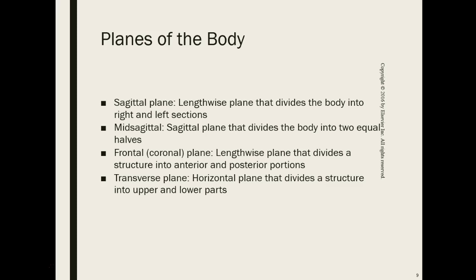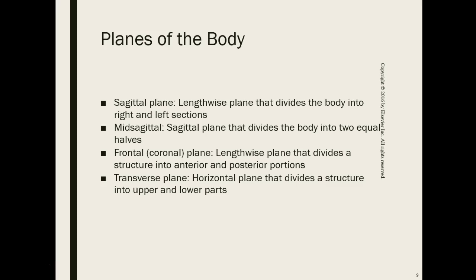A frontal plane is the lengthwise plane that divides a structure into anterior and posterior portions. So front and back. So this is going to be from shoulder to shoulder, lengthwise. We've divided it into front and back, anterior, posterior, or else ventral or dorsal. Those are all going to refer to the same thing.